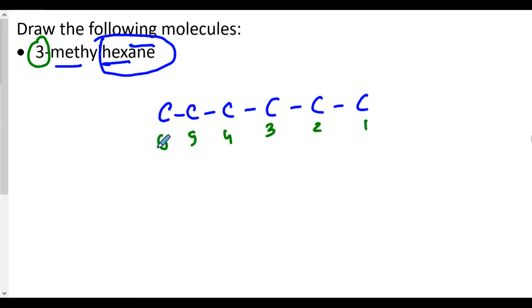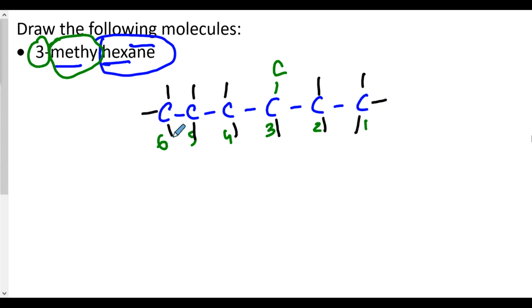Once you're done counting, in your third carbon, you have to draw methyl group, and meth means 1. So I'm going to draw additional carbon, and that additional carbon is going to be my methyl group. Once I'm done, I have to add bonds for every single carbon by making sure that each carbon has 4 bonds. So in my first carbon, I'm missing 3 more bonds. Second carbon, I'm missing 2. The third carbon, I'm missing 1. Fourth carbon, I'm missing 2. Fifth carbon, missing 2. Sixth carbon, I'm missing 3.